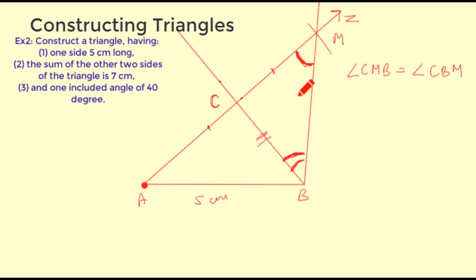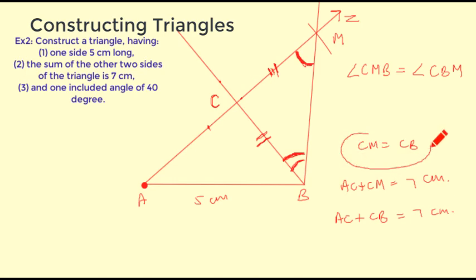If these two angles are equal, that means the line segments opposite to these angles will also be equal, right? That means that you can write down here that CM is equal to CB, right? And what is the measure of the line segment AC plus CM? It is 7 centimeter, right? And what is the measure of the line segment AC plus CB? It will also be 7 centimeter, because you can use this identity, putting it in here to obtain this relation.